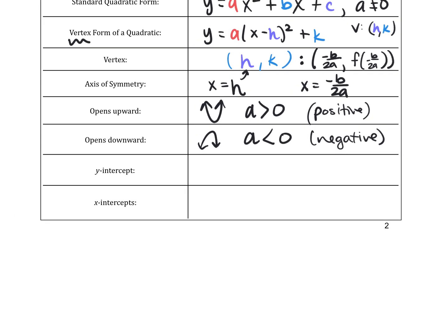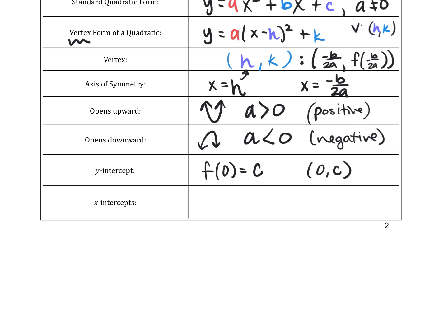The y-intercept tells me that when I plug in a value of x equals 0, it's going to give me c for my standard form. Therefore, that y-intercept is 0, comma c. If it's in standard form, it actually gives you the y-intercept readily available.